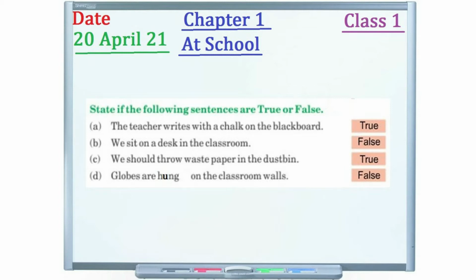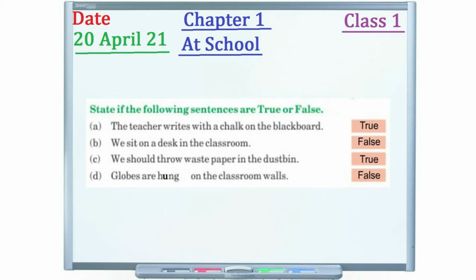Kids, in today's class, we will complete true false, fill in the blanks, tick the correct option, and some grammar work from lesson 1. First of all, tell me what is the name of your lesson. Your lesson name is At School.